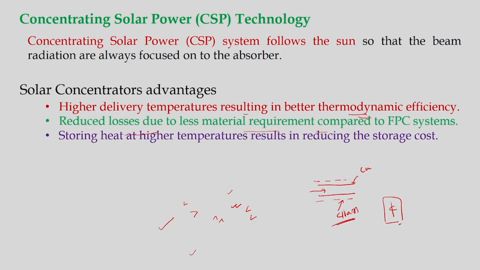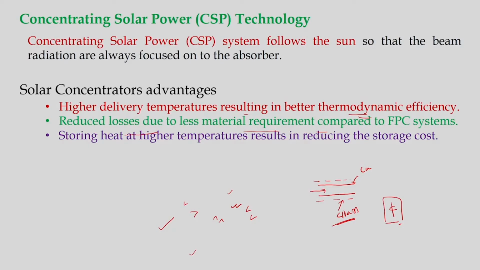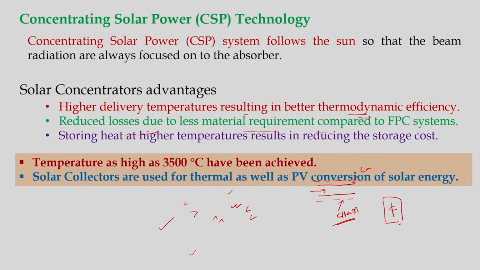There are some advantages of this kind of technology. First is better thermodynamic efficiency because its operating temperature range is higher, less material requirement compared to flat plate collector, and reduced storage cost. These are the primary advantages of these solar concentrating collectors, and as we have said, temperatures as high as 3500 degrees C have been achieved by using this kind of collector. So, these are high temperature collectors.